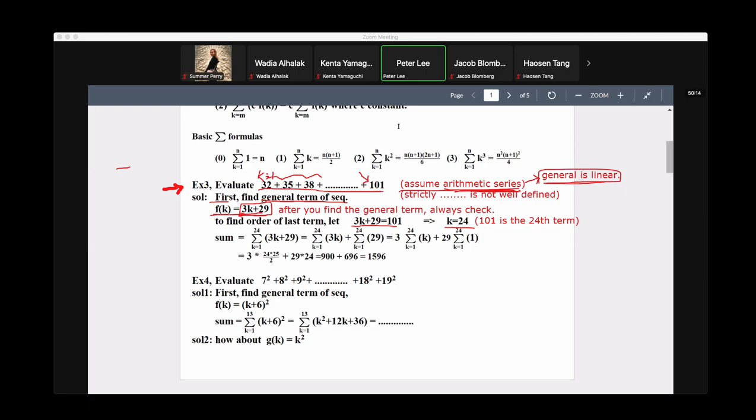Again, this 29 here, we usually leave it here, and then this sigma right here becomes 29 times 24. But to make it clean, I like to take out a 29, and then this guy actually becomes what? Becomes the formula number 0. So that's 24. So anyway, you get all that, and then you compute this, you get 1,596. So that is the answer to example 3. Any questions on number 3?